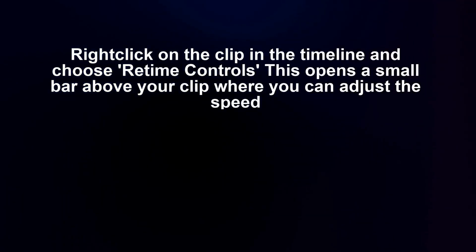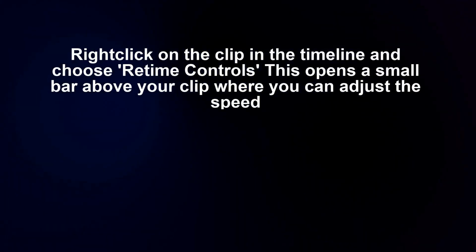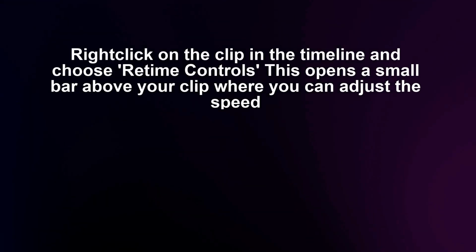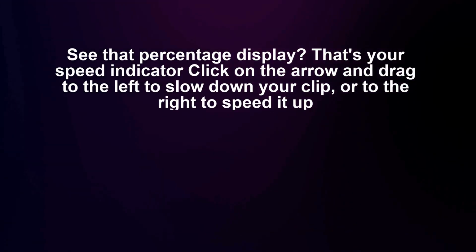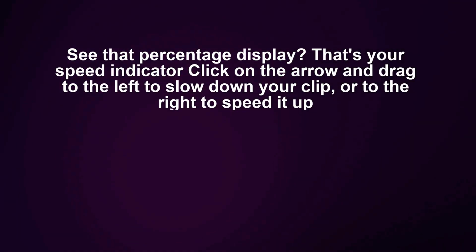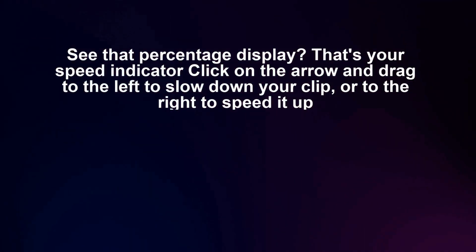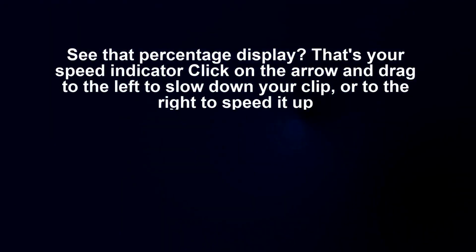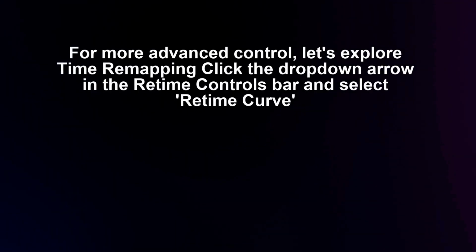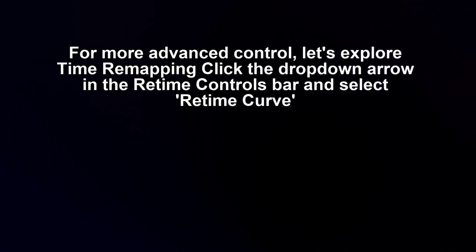Right-click on the clip in the timeline and choose Retime Controls. This opens a small bar above your clip where you can adjust the speed. See that percentage display? That's your speed indicator. Click on the arrow and drag to the left to slow down your clip, or to the right to speed it up. For more advanced control, let's explore time remapping.